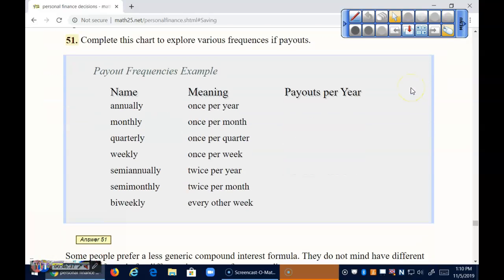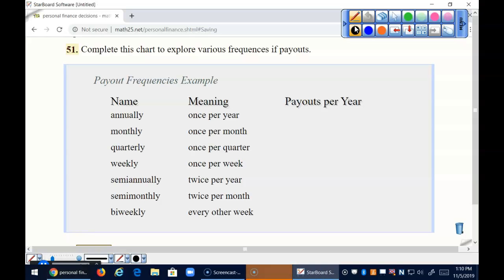Most things in life will compound monthly. That's how your credit cards work. That's how your bank accounts work. But there are other ones. So some things just compound once a year. Monthly we've seen as 12. Quarterly would be how many a year? 4. Weekly? 52 weeks in a year.